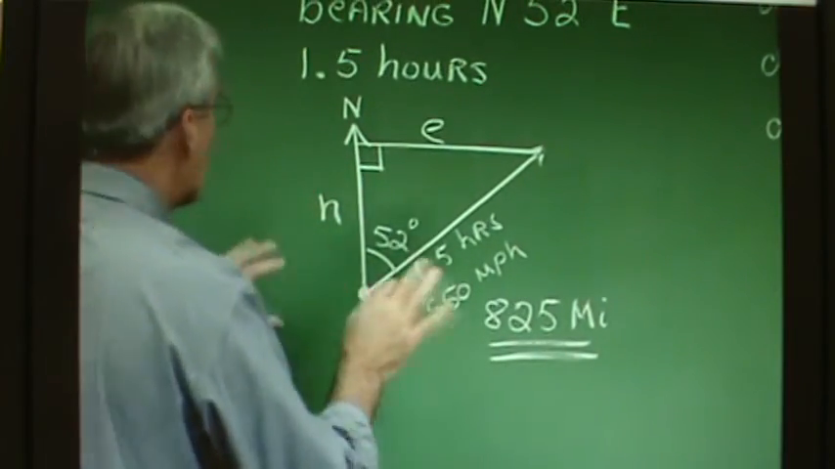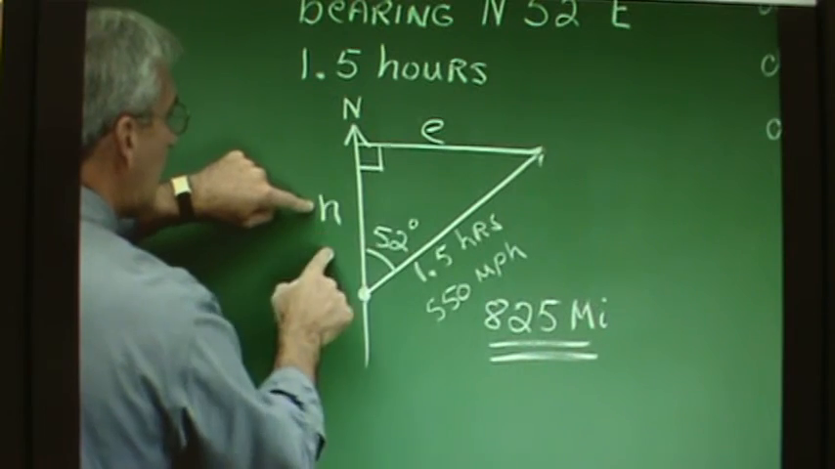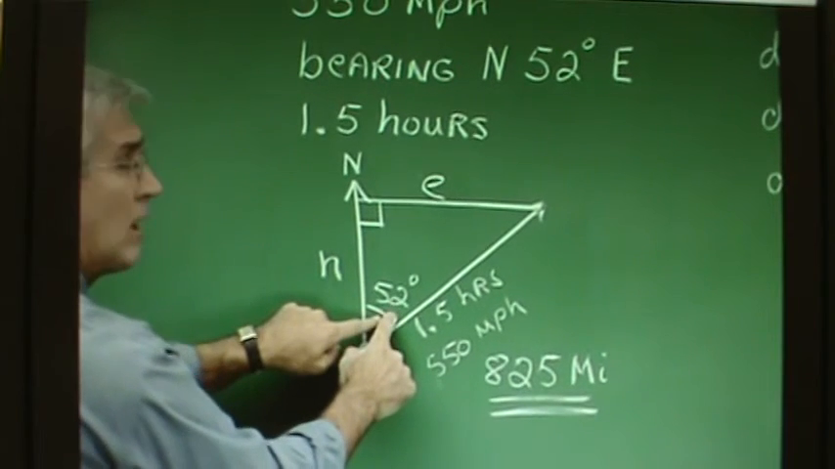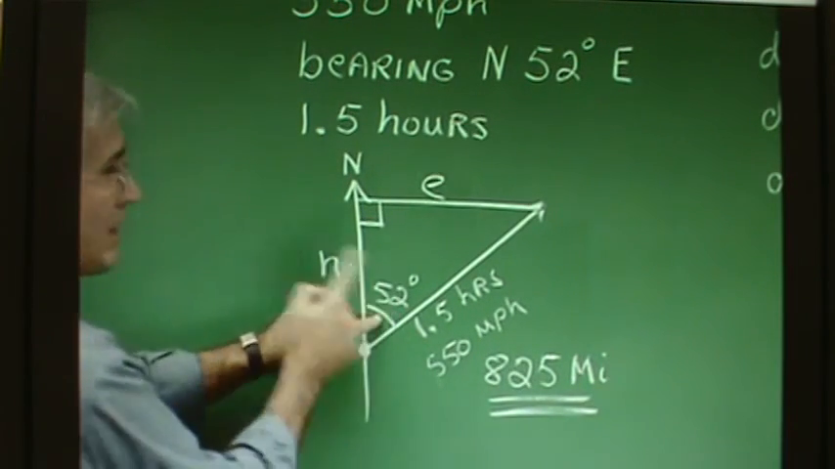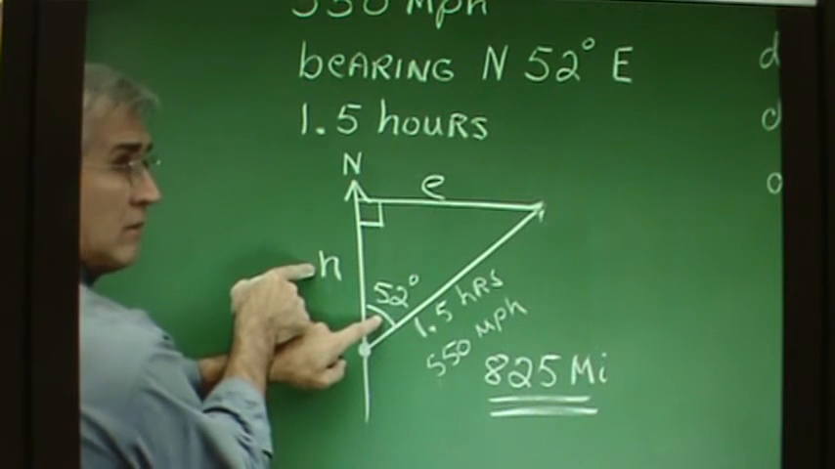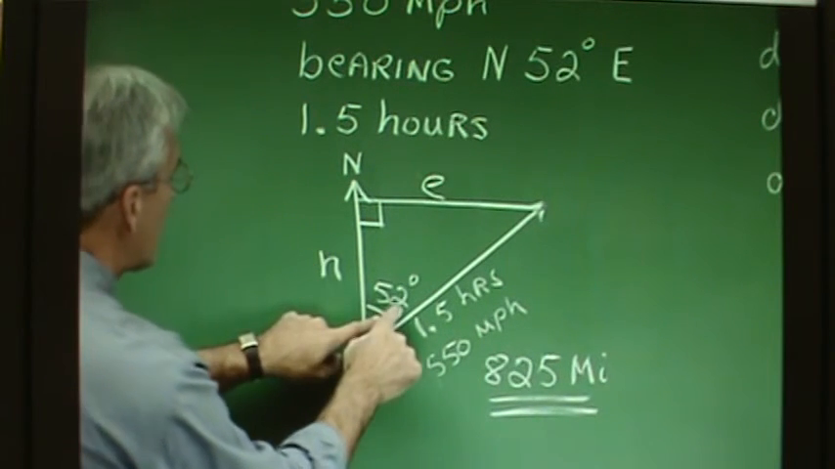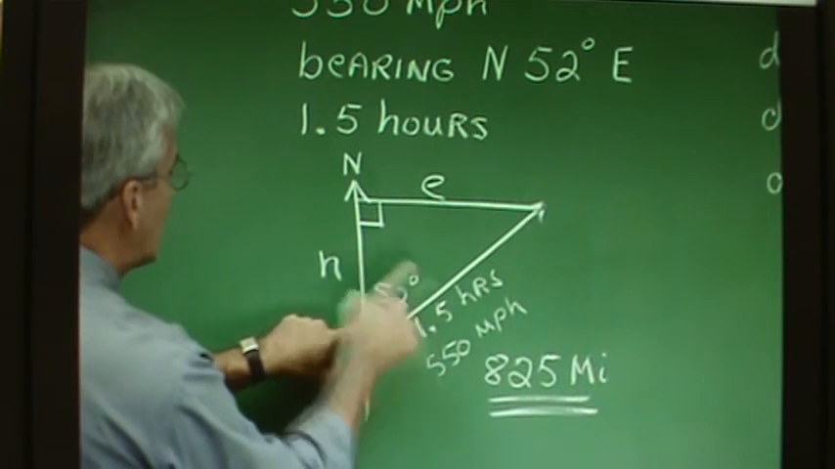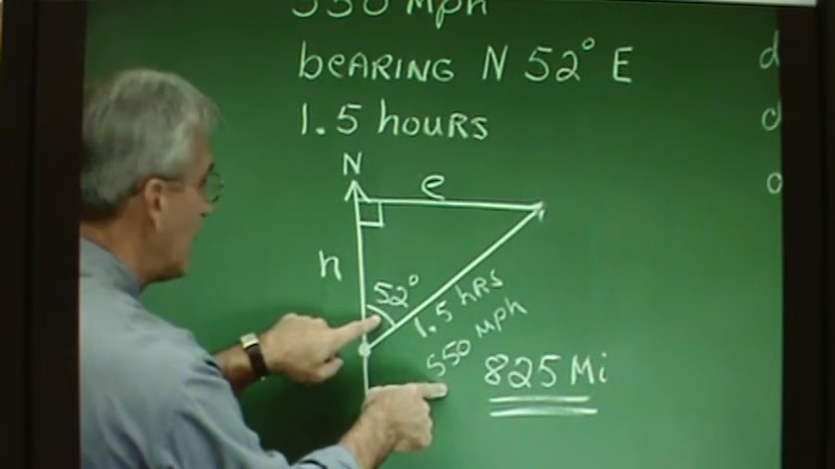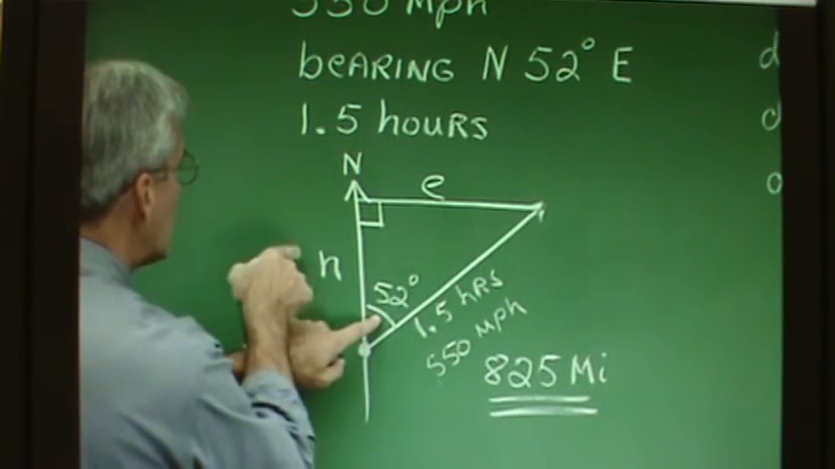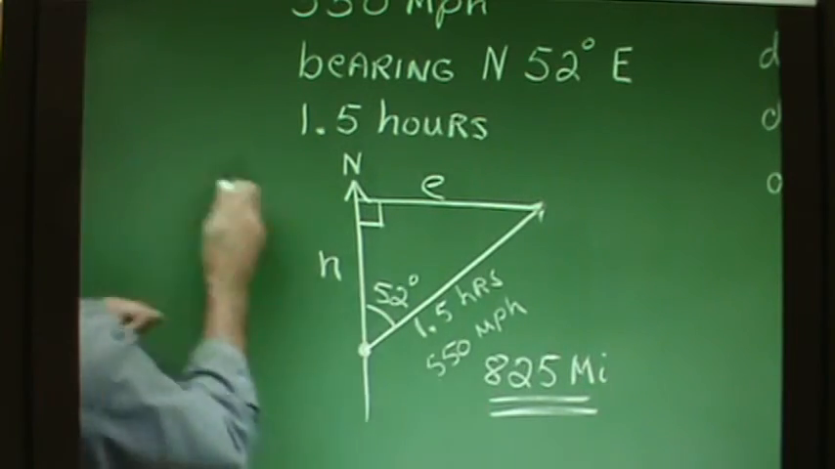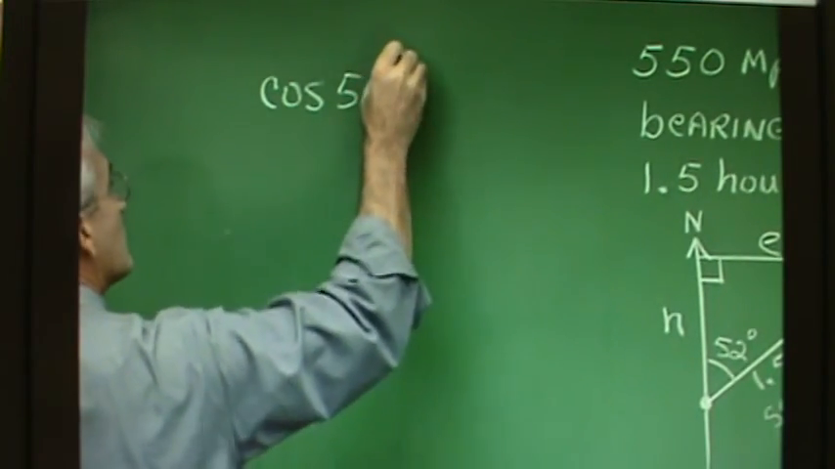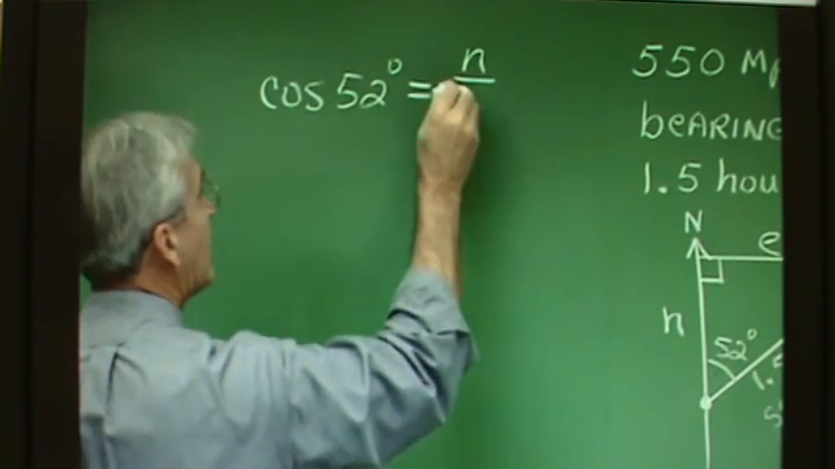All right, now we start to calculate the n and the e involved in this right triangle. We're talking about an angle here of 52 degrees, so this is the perspective from which we're thinking about ratios. If we're going to calculate n, the northerly distance, then from the perspective of this angle, we're talking about the adjacent side and the hypotenuse. Adjacent side over hypotenuse, that's cosine. So the cosine of 52 degrees is n over 825.